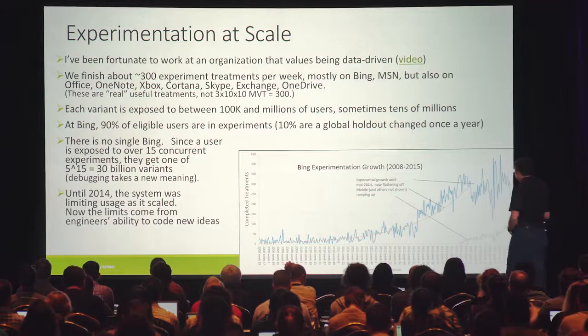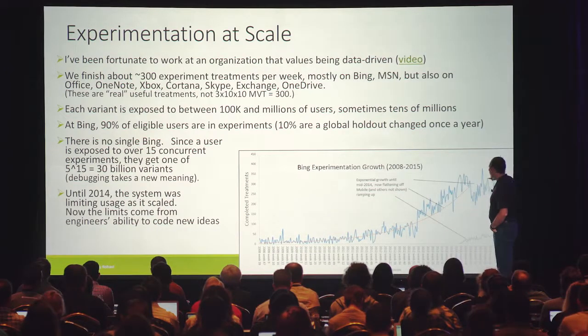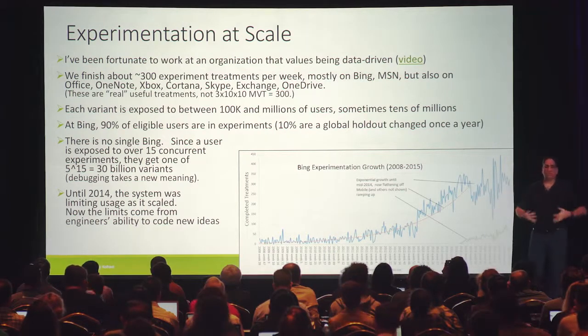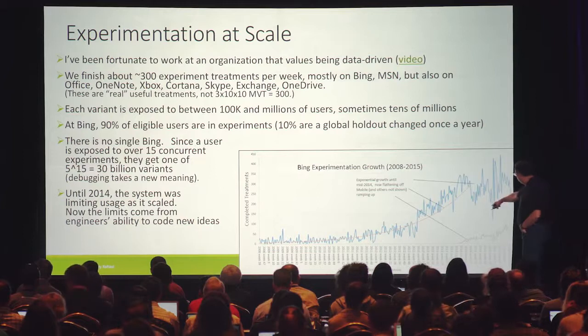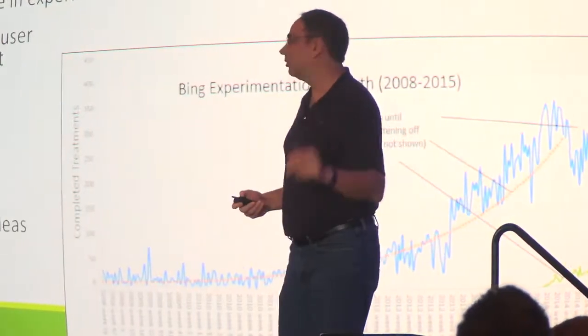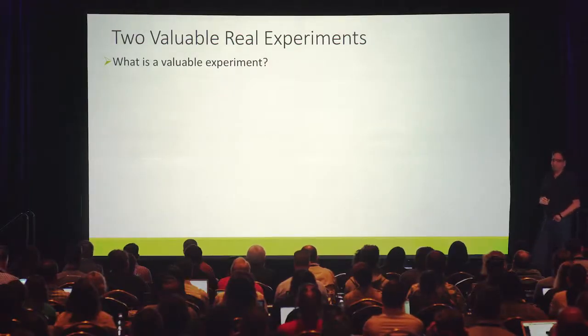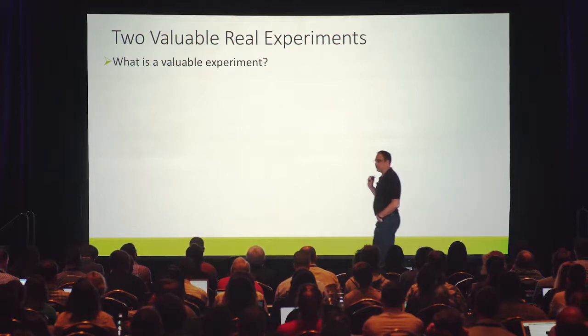And then you can see from the graph that we did have an exponential growth. And so right now, we're at the point where the system is no longer a limit. The limit is people's ability to code up ideas and come up with them and write them up. And you can see in the green, that's the mobile graph. It's starting to ramp up as Microsoft changes a lot of its focus to cloud, mobile, things like that. So I want to start with two valuable experiments. It's actually interesting to think about the definition of valuable.